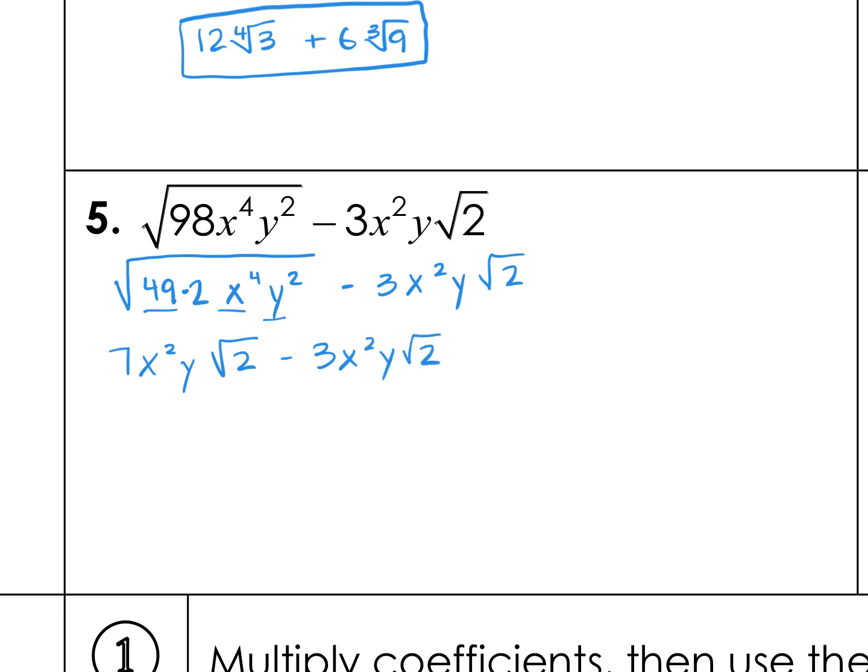When you get to the point at the end where you are combining your like terms, your variables and your roots have to be the same. And in this case they are, so 7 minus 3 is 4, and then you have x squared y square root of 2.